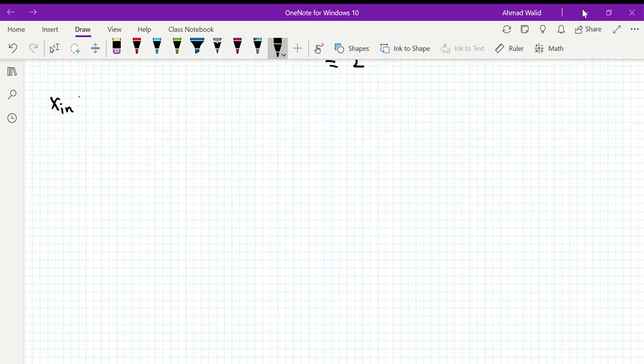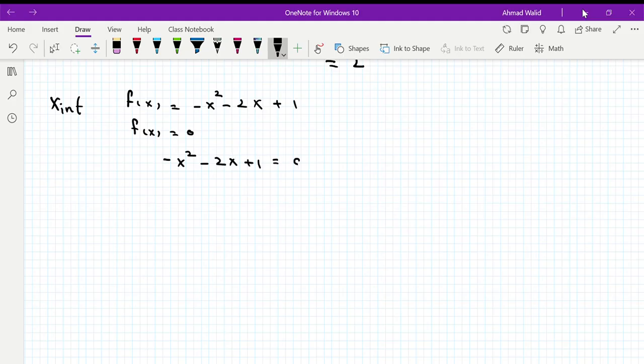Now, step 2, x-intercept. Same thing that you did with the standard form. Write down your function. Your function was f of x equals negative x squared minus 2x plus 1, right? Now to find the x-intercept, set f of x equals 0, right? That's the condition. It means negative x squared minus 2x plus 1 equals what? 0.